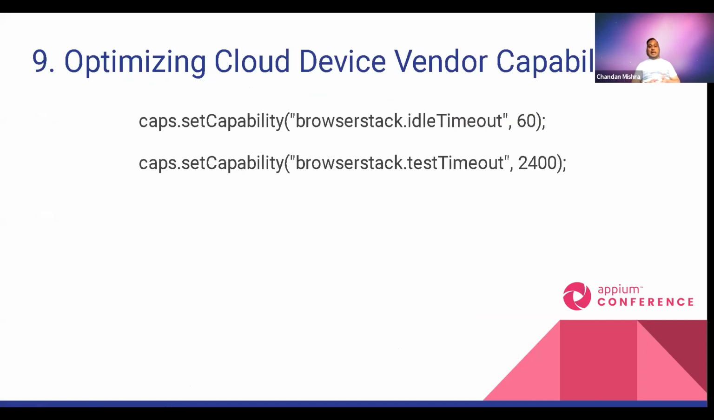Then optimizing timeout values for the cloud vendor. We were using BrowserStack as I told earlier. So BrowserStack has a capability where you can close your test within a specified time, and also you can close your session. Session means, let's say if Appium is not doing anything or is idle for, let's say, 60 seconds, you can just set it here.